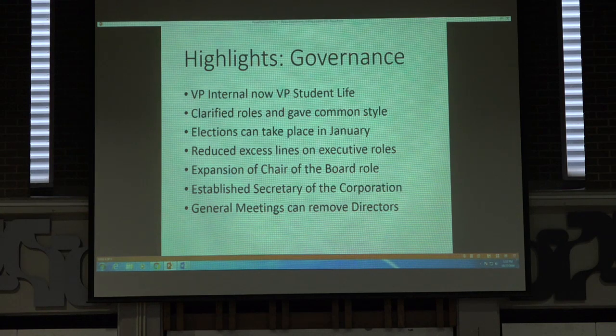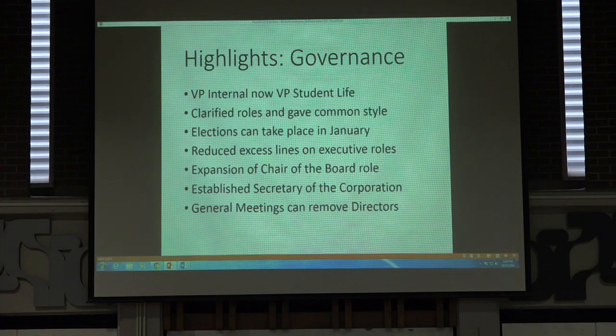We've also expanded the chair of the board role, the role I occupy. We noticed there was sort of an organizational gap in transitioning people on boards, and so the role will now be expanded to make sure that other directors are trained properly in how to do their jobs, and this ensures better organizational continuity. We've also established a secretary of the corporation. It's been in the bylaws for a while, but the secretary's role essentially is just to make sure that our governing documents and the minutes of our meetings are kept together, and so we've clarified what that role is and actually established some good accountability provisions there.